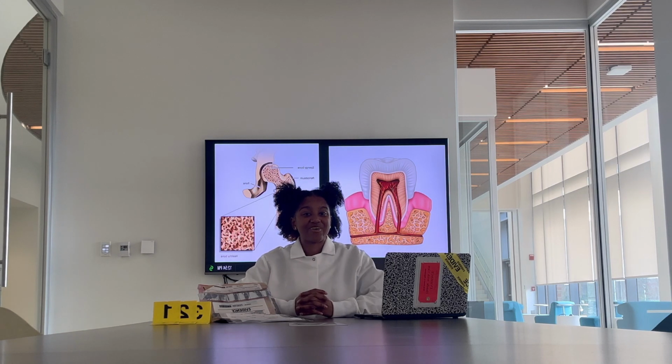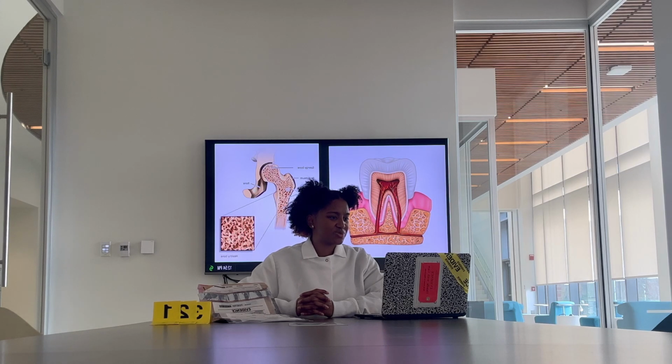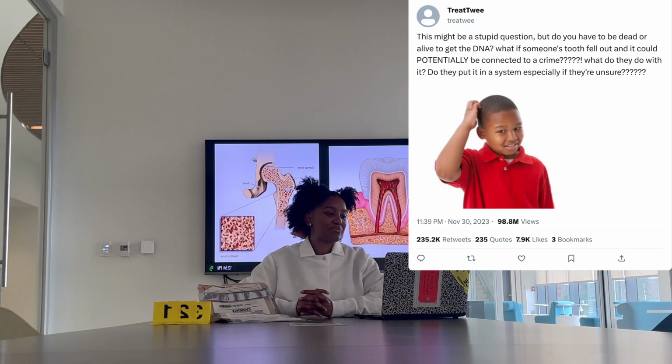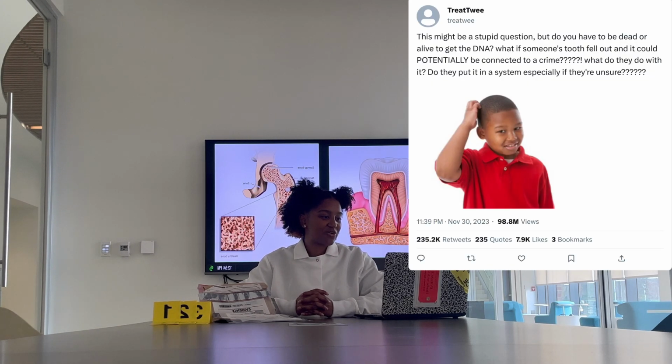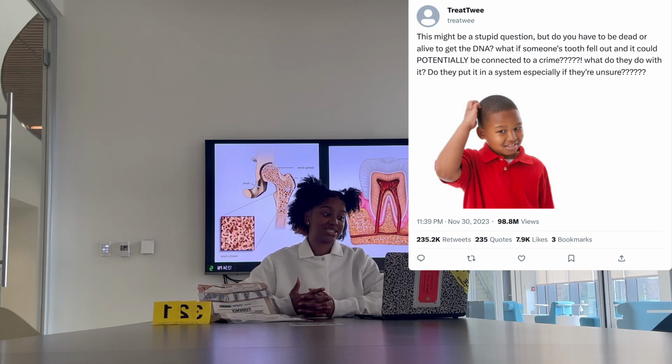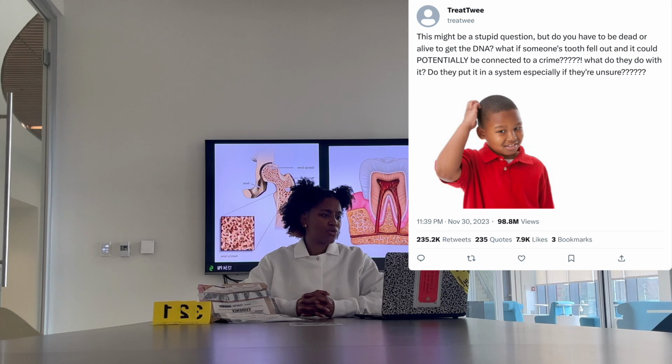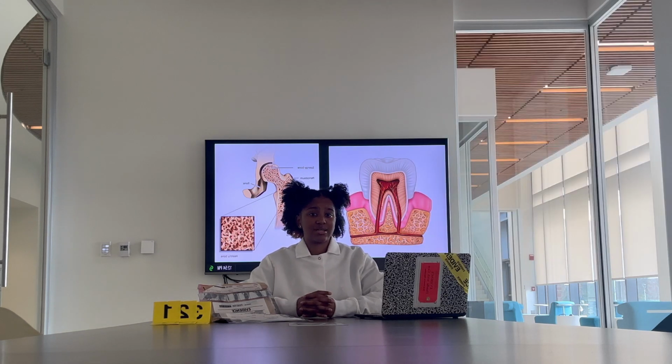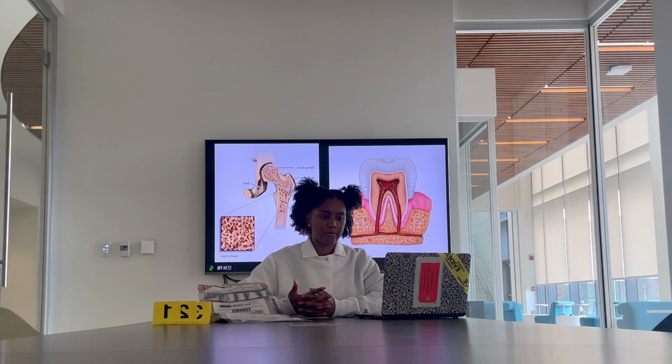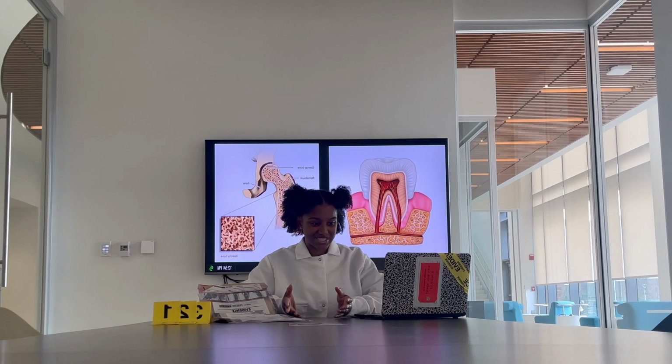And finally, our last tweet is from Treat Tweet. They say, this might be a stupid question, but do you have to be dead or alive to get the DNA? What if someone's tooth fell out and it could potentially be connected to a crime? What do they do with it? Do they put it in a system, especially if they're unsure? So nothing is a stupid question.